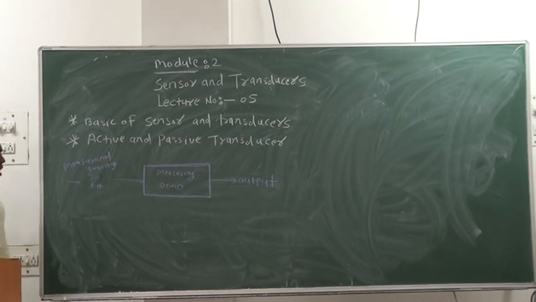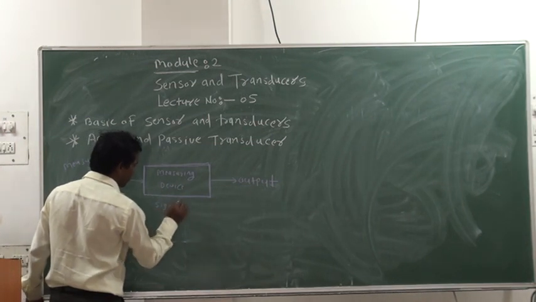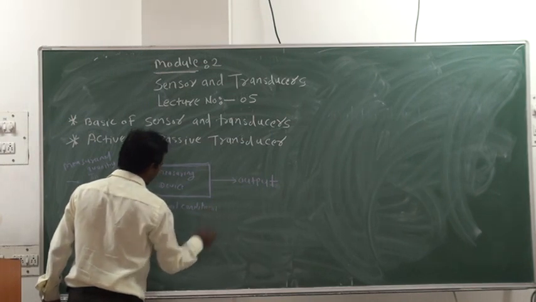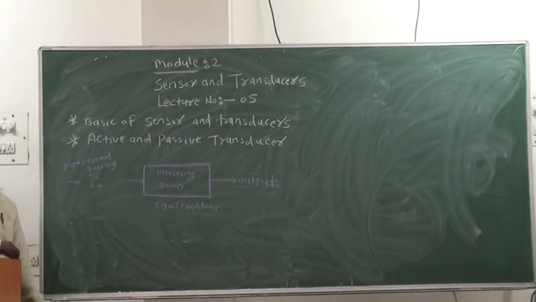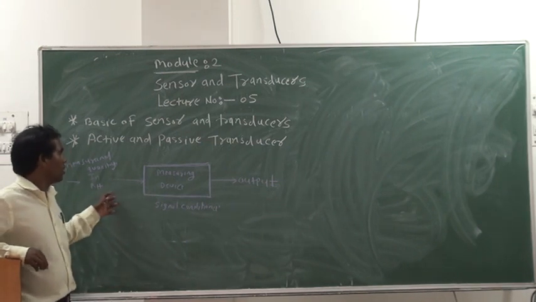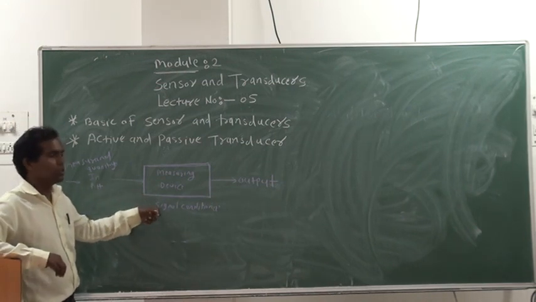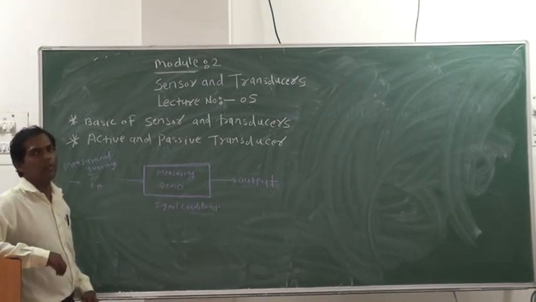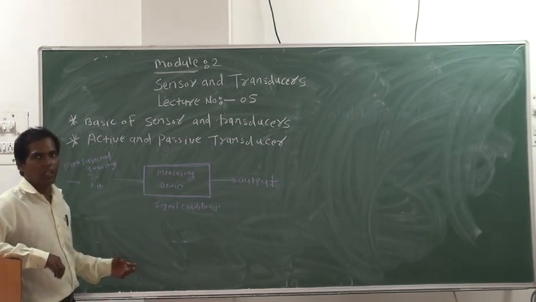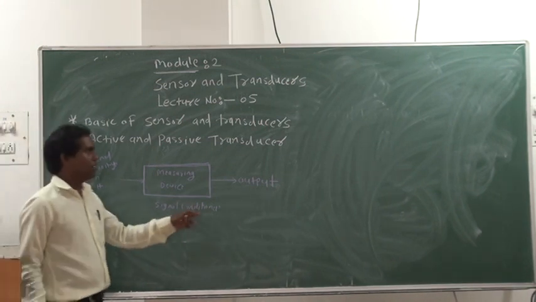And the measuring devices are nothing but your signal conditioning devices. What are the signal conditioning devices? These may be an amplifier, filter, attenuator or modulator. When the input signal is given to the measuring device, it goes to signal conditioning where the data will be processed. It may be modulated, amplified, filtered or attenuated. Then the output is the result of the measurement.